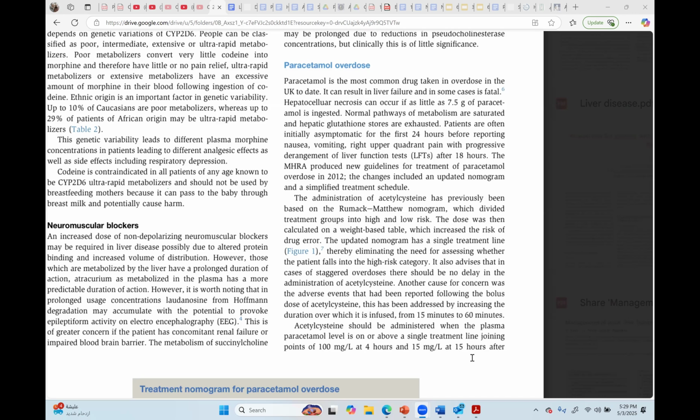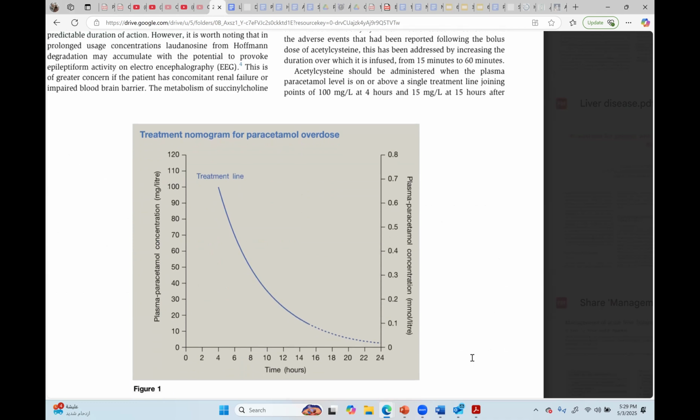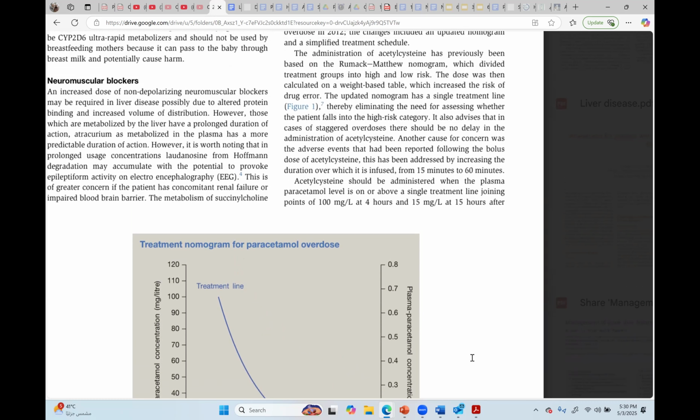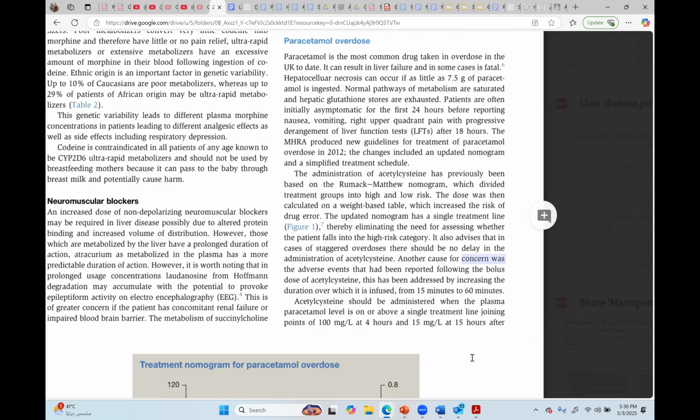Anyways, there is a nomogram which I never understood. Can anyone explain this nomogram? I'm sorry, I have never understood this. Plasma paracetamol concentration going up, plasma paracetamol concentration, milligram per liter plasma. I think, with passage of time, if it is still high, so that's what I think they are saying. This was a topic which I never read in too much detail.